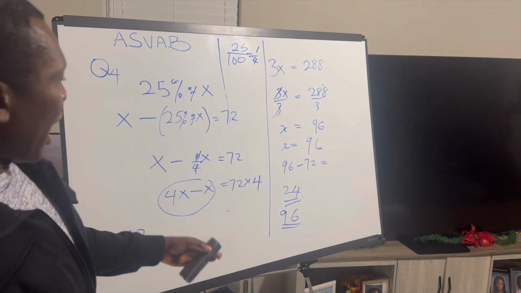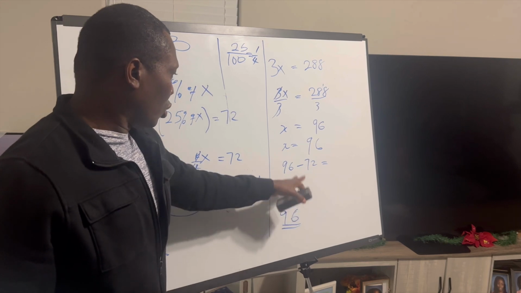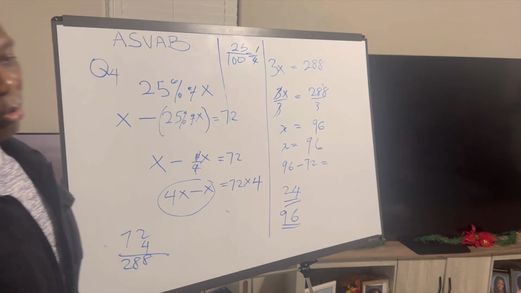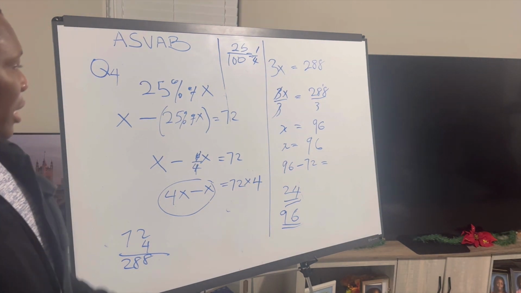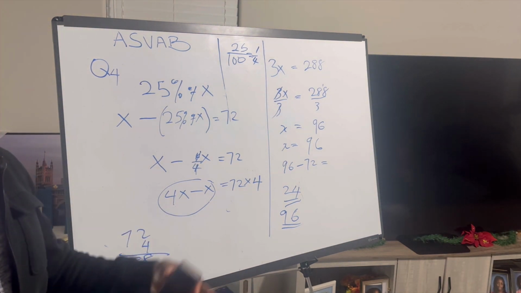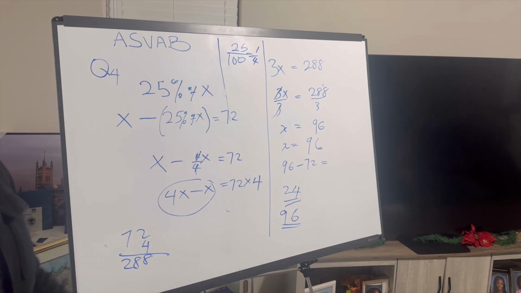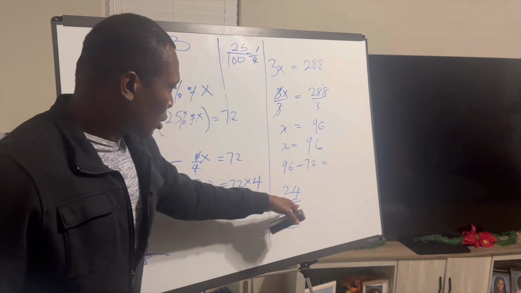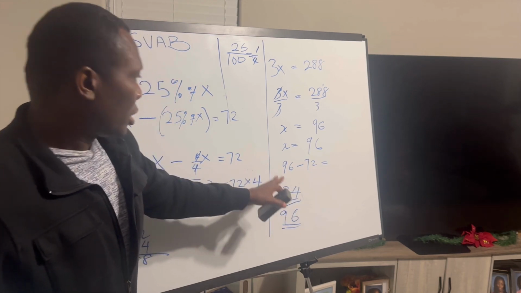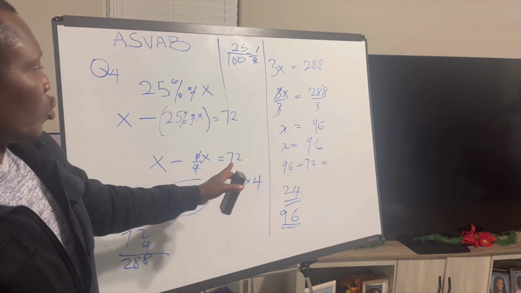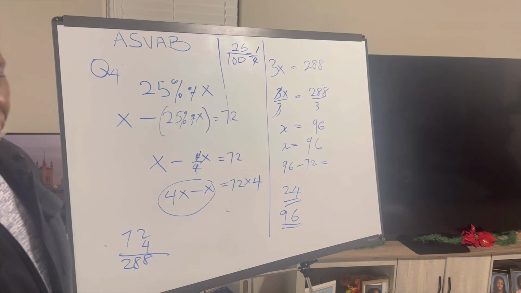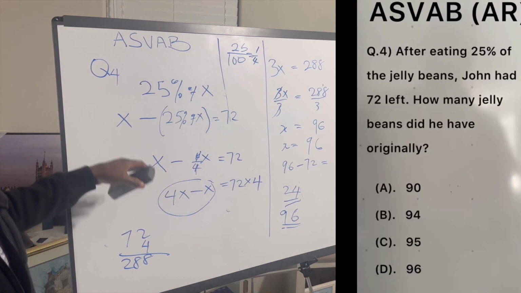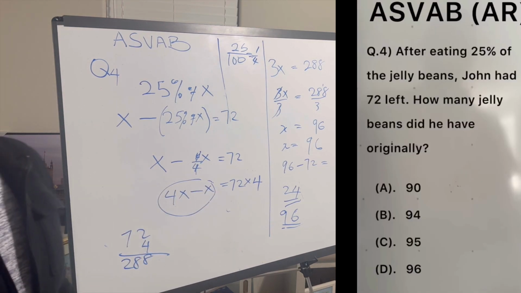So for you to check your answer, you have to make sure you understand a quarter of 96 is what? 24. Thank you. And the easiest way, if you want to go another route, is you can say a quarter of 96 is 24. That means 72 plus 24 is 96. That's the answer. So the answer for this question, number 4, is 96.